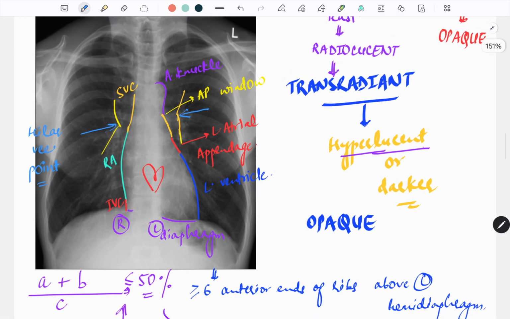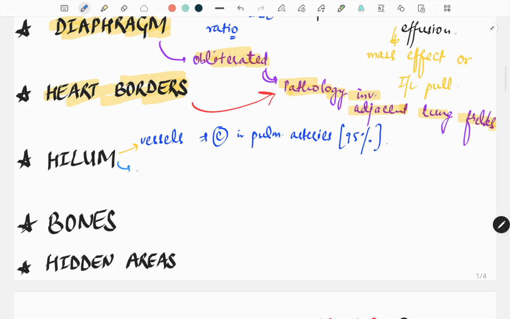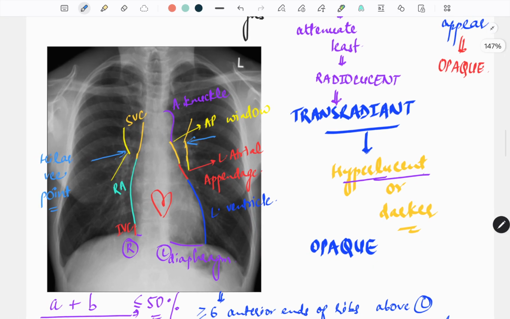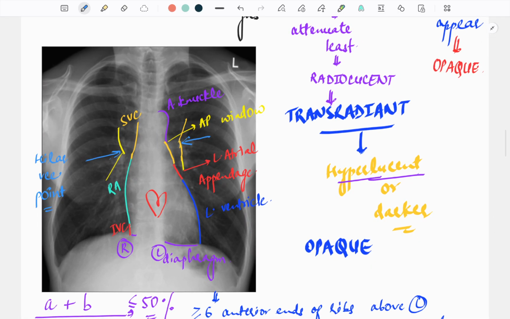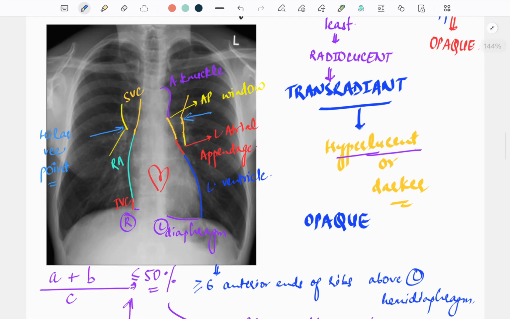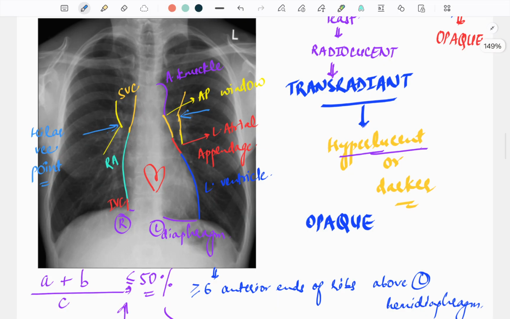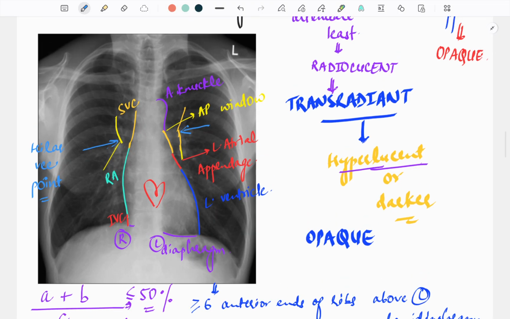And what is the reason for that? The left hilum should always be superior, or in some cases at the same level. The reason is that the left main pulmonary artery usually rides over the left main bronchus, and the right pulmonary artery travels anteriorly.